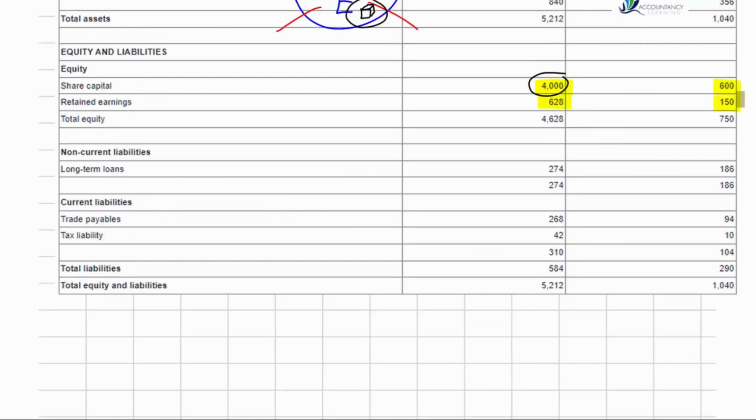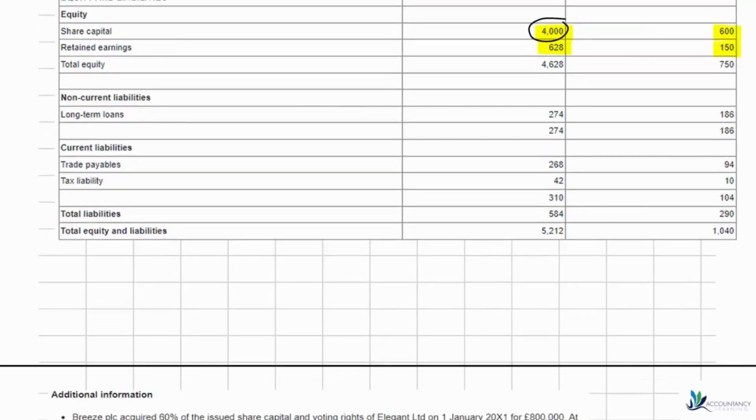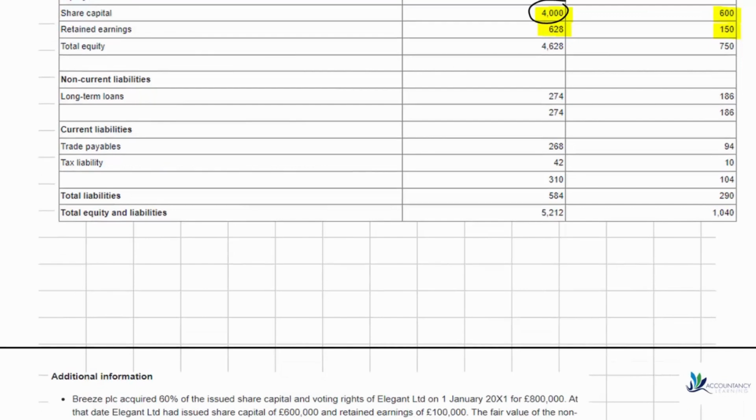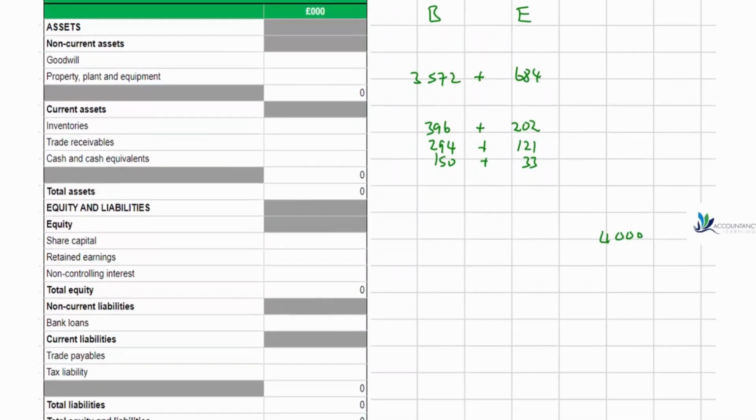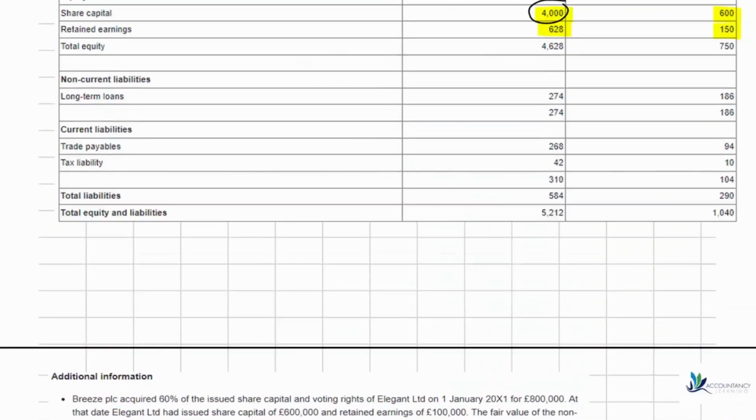And then we have our non-current liabilities. Well, this is going to be treated in the same way as the assets. And remember, a liability is a present obligation as a result of a past event. So we have these two sets of obligations. Breeze has obligations, Elegant has obligations, so the group has obligations for both of them. So we can put both of those numbers into our scrap paper for the bank loans. So Breeze has bank loans of 274 and Elegant 186. So when we add them together, that will show the obligations for the whole group. So we can highlight those two numbers.